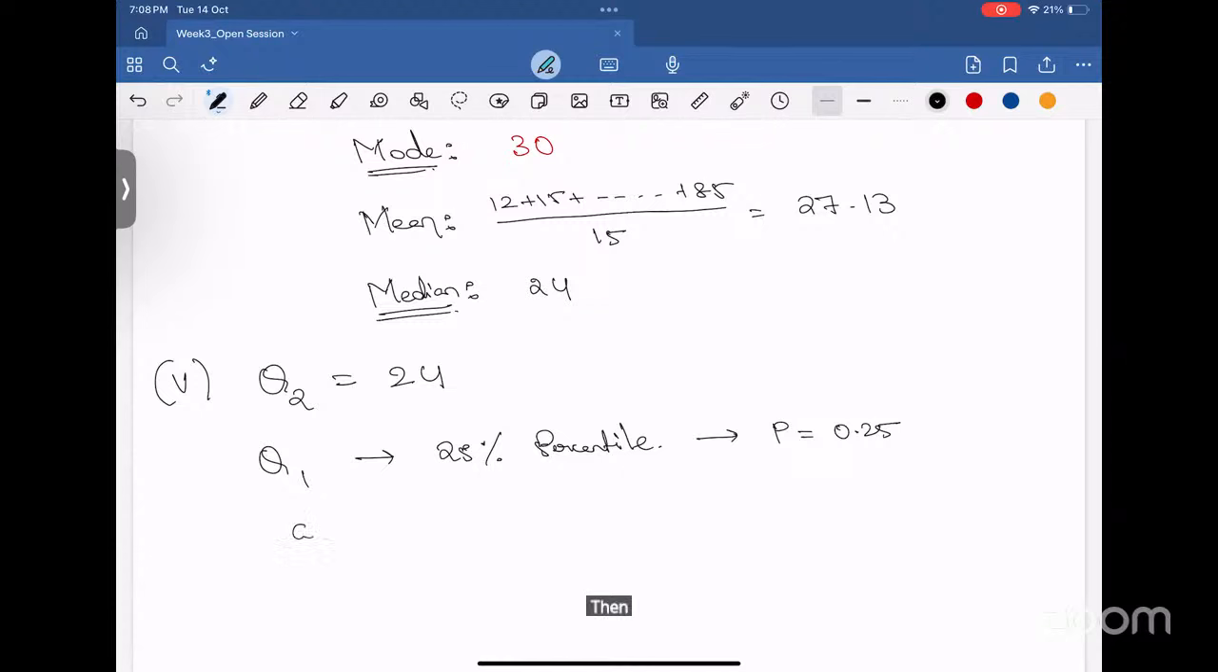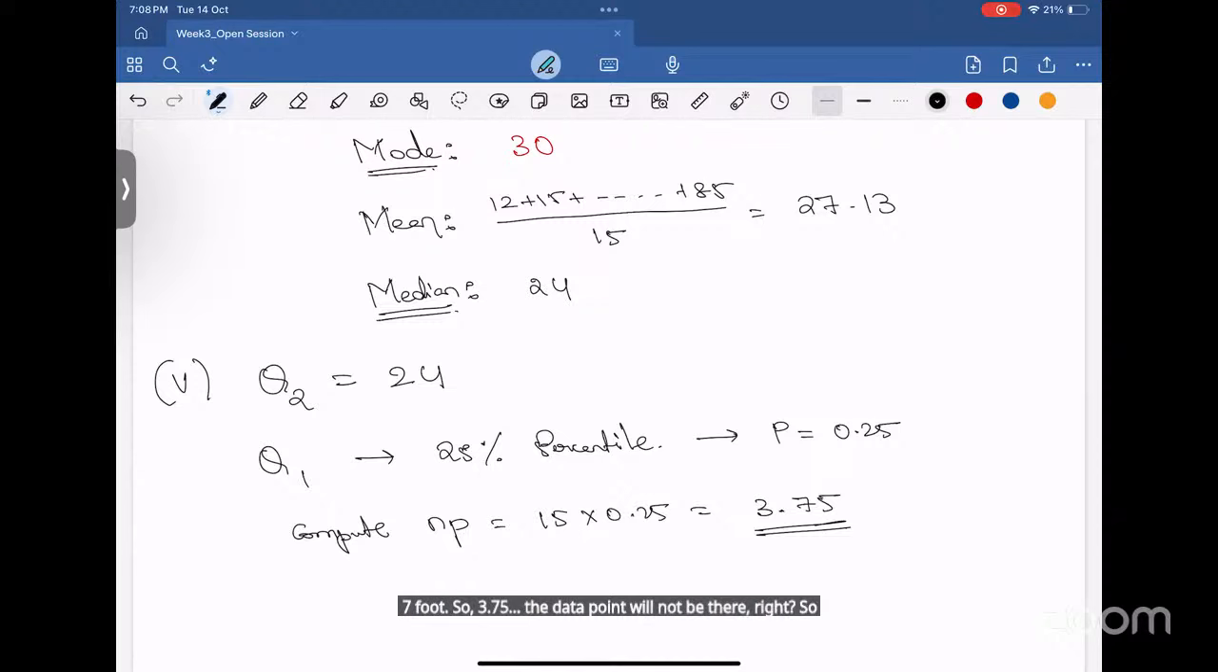Then compute np, which is nothing but saying if you have 100 data points, compute the 25th data point. That's it. So n times p gives me the 25th data point. So n is 15 here. 15 times 0.25 is 3.75. So the 3.75th data point will not be there, right? So data points are integers, or more specifically, natural numbers. So we cannot find a 3.75th data point.